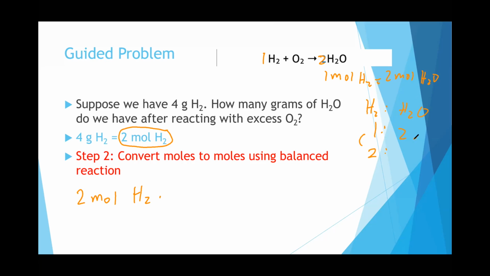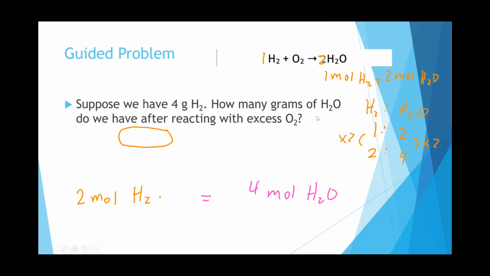So how many moles of water do we have? We know that we multiply by 2 to get from 1 to 2, so we're going to have to multiply by 2 on the other side. So 2 times 2 is 4. So we know we have 4 moles of water. So that's step 2. We converted moles of hydrogen to 4 moles of water. And the last step is the easy step.